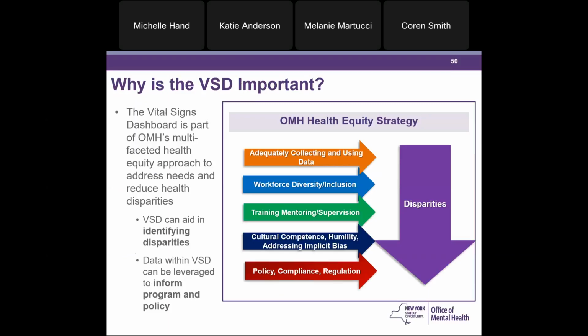So the VSD is important because it really helps to identify emerging and persistent disparities, and it also helps provide input to OMH's quality strategy to improve the public mental health system. So you can see the more we collect data on workforce diversity inclusion, training, mentoring, and supervision, that can all be affected by the VSD and help reduce disparities.